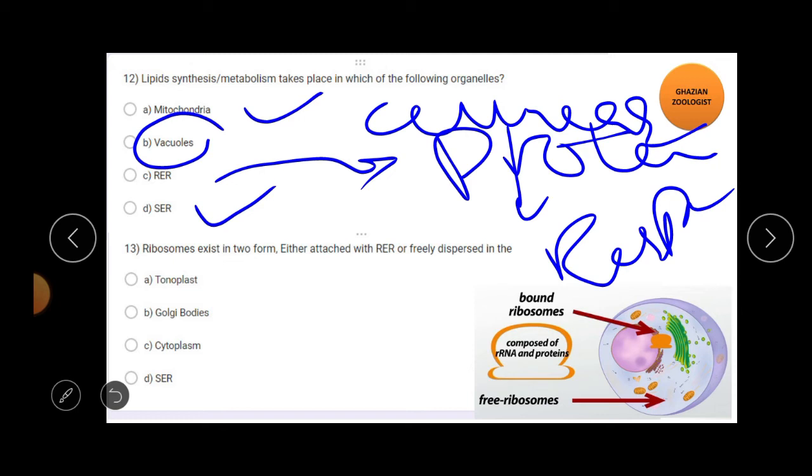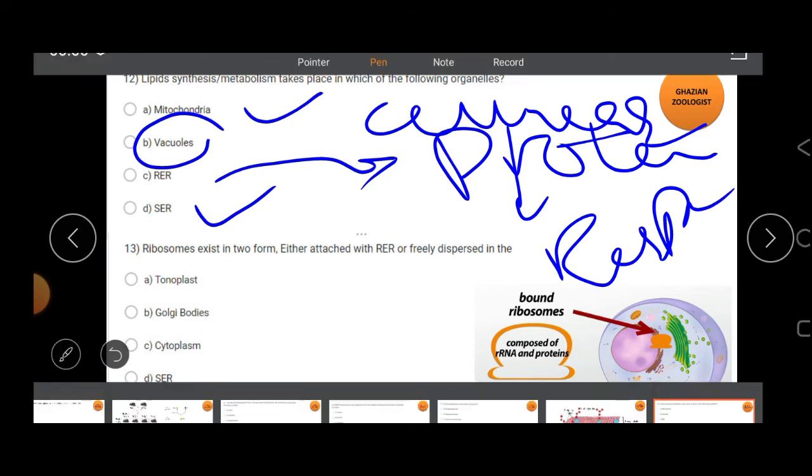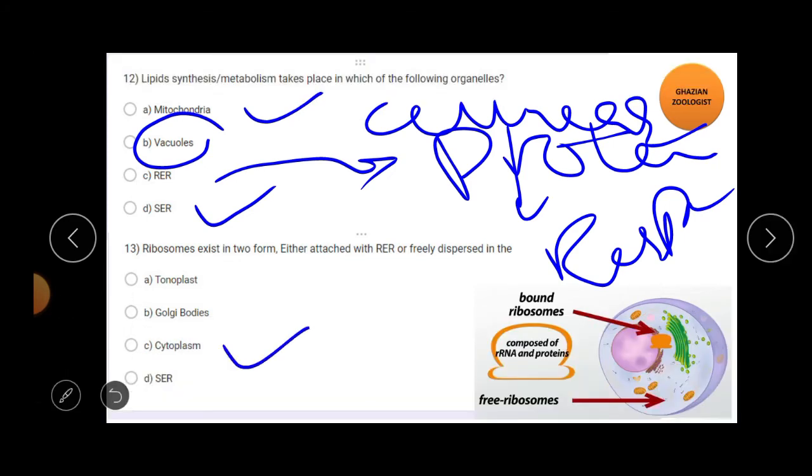Ribosome exists in two forms, either attached with rough endoplasmic reticulum or freely dispersed in the cytoplasm, like here, free ribosomes are present in the cytoplasm. In the first case they are attached with the rough endoplasmic reticulum, and in the second they are present in the cytoplasm.